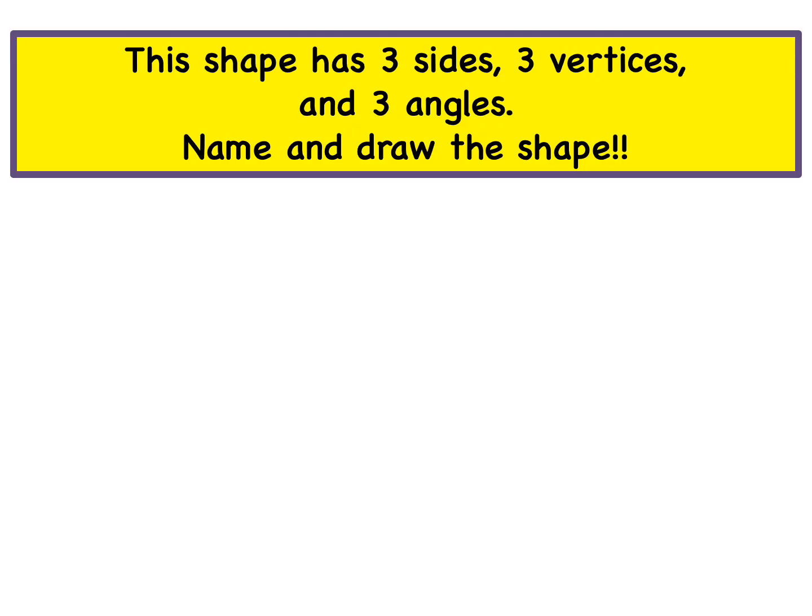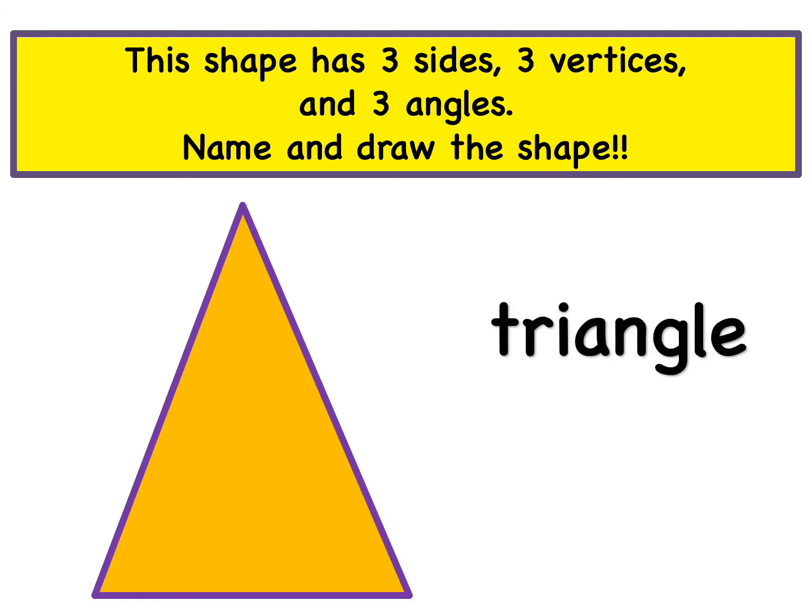Okay, one more thing before we wrap up today's lesson. I'm going to give you a little riddle. Let's see if you can figure this out. This shape has 3 sides, 3 vertices, and 3 angles. Can you name and draw that shape? What shape has 3 sides, 3 vertices, and 3 angles? A triangle. How'd you do?